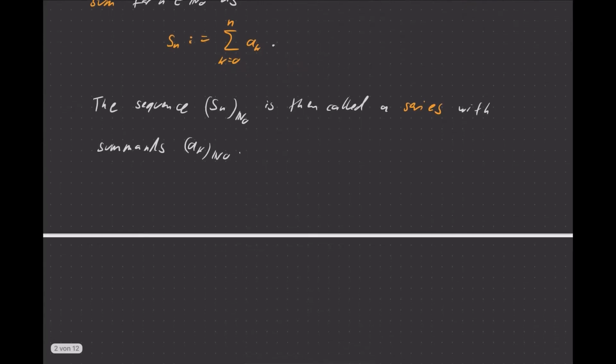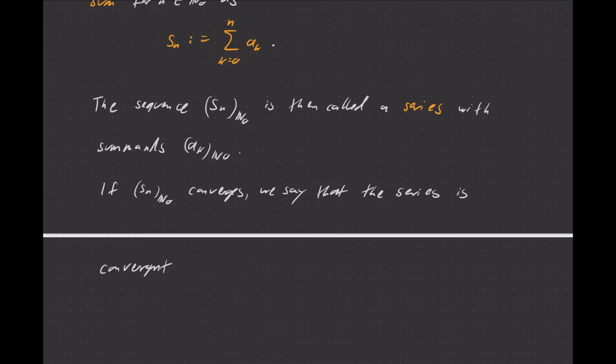Of course, we can also ask for such a sequence if it converges and what its limit might be. And if it converges, there is a special notation for that. So if that sequence S_n converges, then we say that the series is convergent or converges.